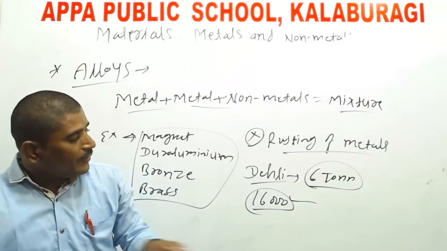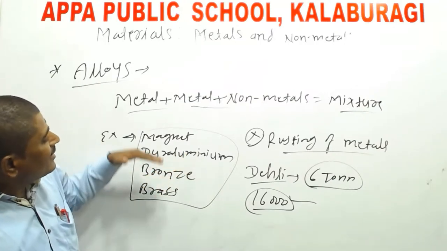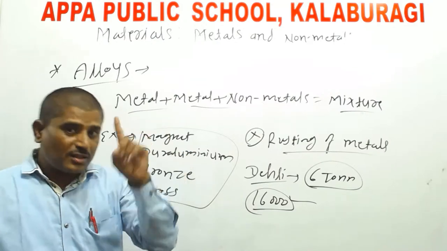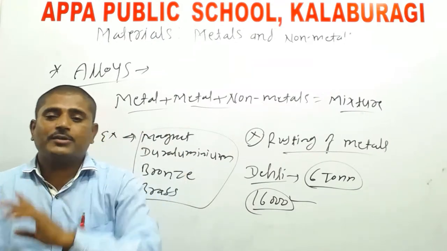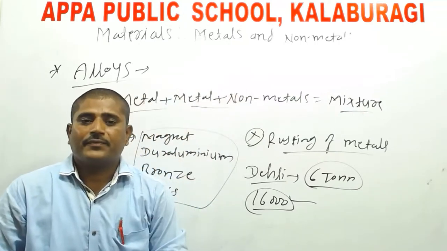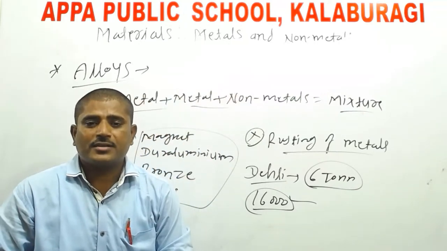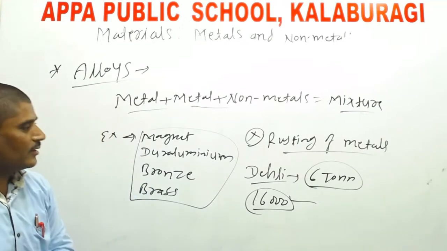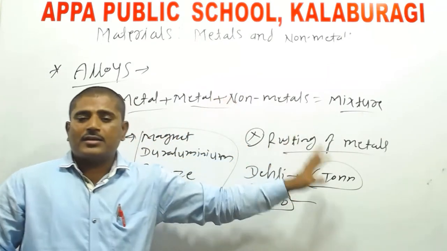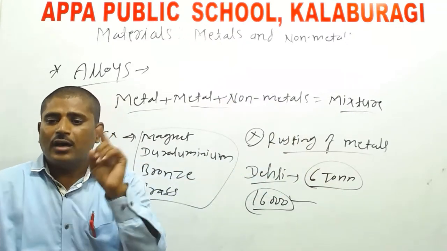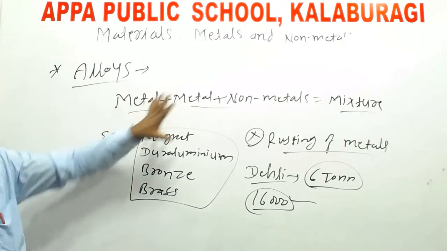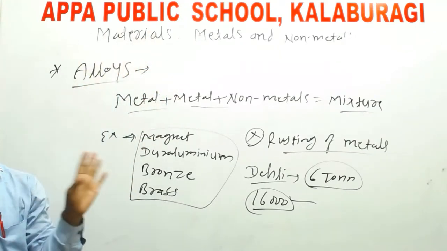We use alloys to increase the strength or quality of the metals. You should remember this. The second point is to avoid the rusting of iron. So this is your lesson, metals and non-metals.